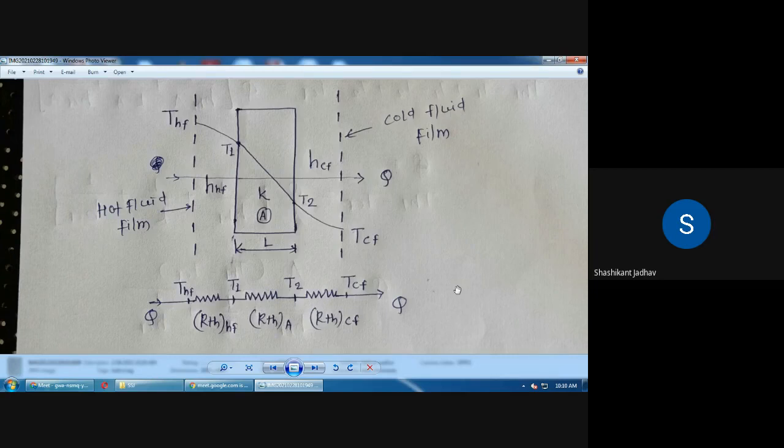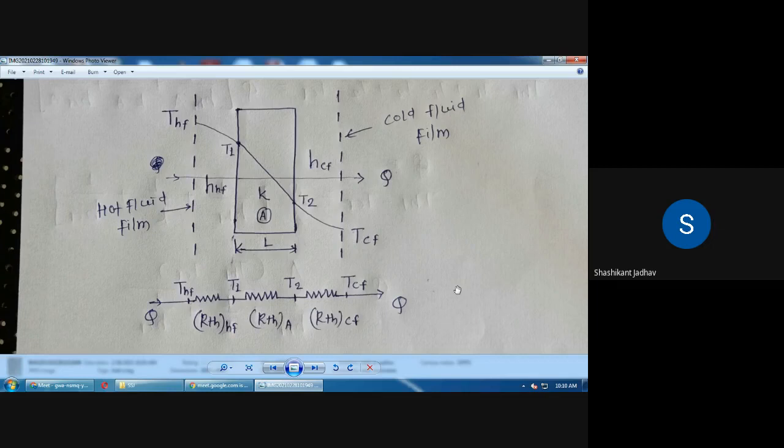So we have to write down the equation for the hot fluid. In that case, there is only convection. So what is the standard equation for the convection? That is Q is equal to H into A into temperature difference. We have already seen Newton's law of cooling. So if convection is there, then what is the standard equation? Q is equal to H into A into temperature difference.